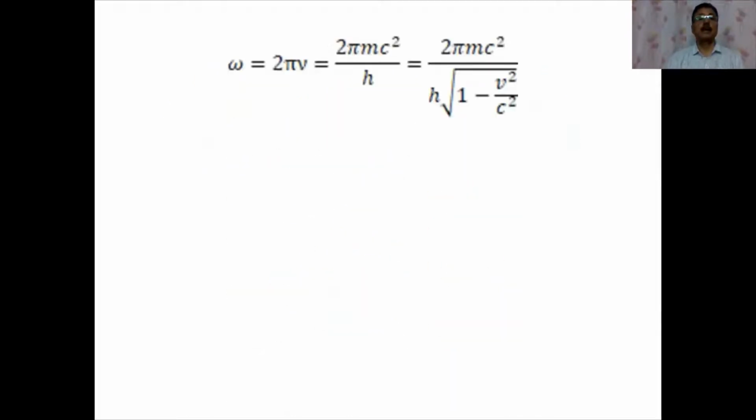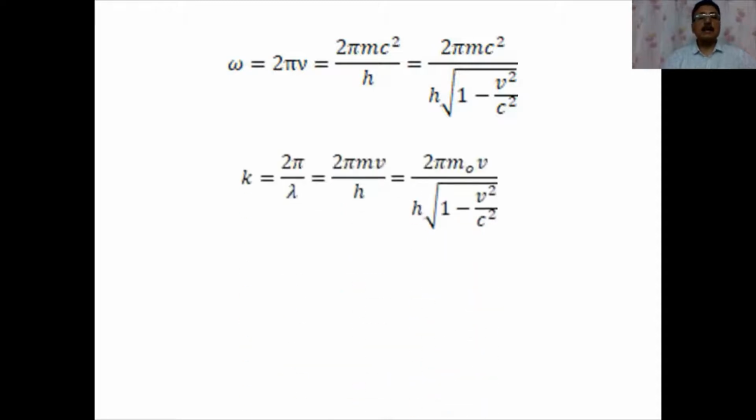So now let us go back to the wave speed and the group speed. Now omega is equal to 2 pi nu. 2 pi nu is equal to 2 pi m c square by h. This m is equal to m naught by under root 1 minus v square by c square. This m at the end should be read as m naught. Similarly, k is equal to 2 pi by lambda, 2 pi m v by h, and m is equal to m naught by under root 1 minus v square by c square. Then w is equal to omega by k is equal to c square by v.